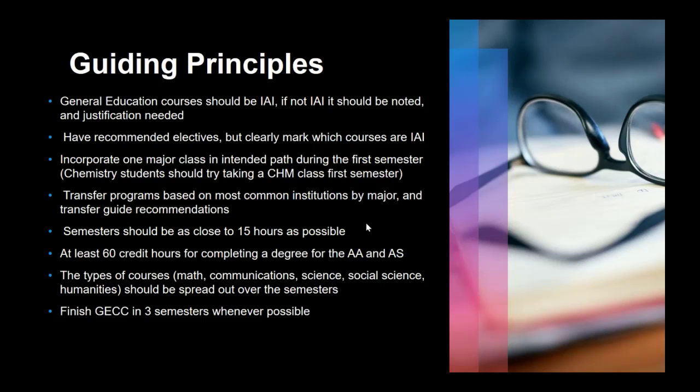And so starting off with general education, we always want to make sure that those are part of IAI, the Illinois Articulation Agreement. And if they're not, then there should be a justification as to why. We know that for some of the associate and applied science degrees, there are some math requirements that just are not, right? And that they have their justification for that. We also have recommended electives that are also not IAI, but should also be clearly marked as to why they are or why they're not.